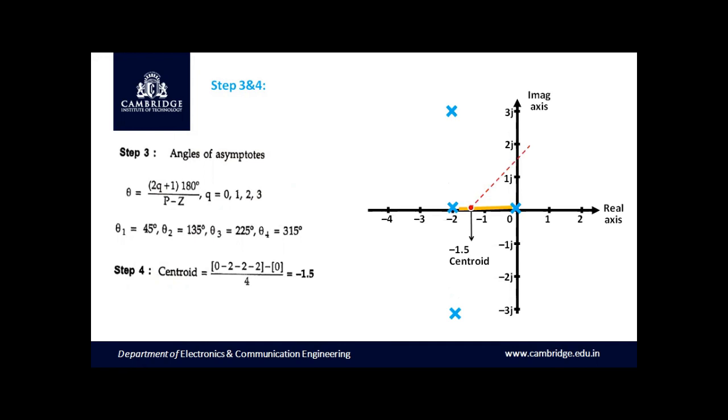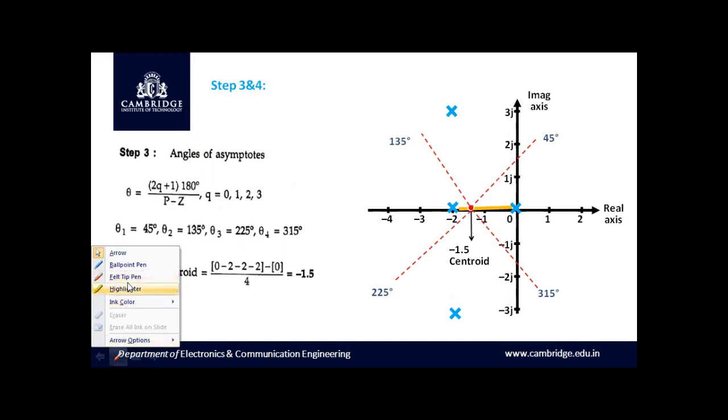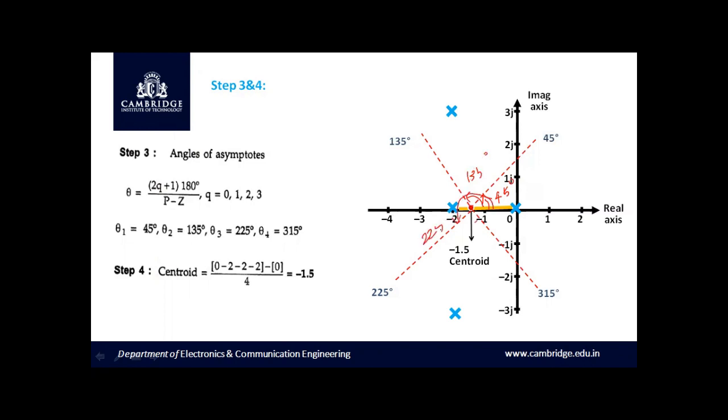Therefore, we have the final asymptotes: theta 1 at 45 degree, then theta 4 at 315 degree, then theta 2 at 135 degree, and we have an asymptote exactly at 225 degree. And the angle of the first asymptote from the real axis is 45 degree, the second asymptote is 135 degree, the third asymptote is 225 degree, and the fourth asymptote is 315 degree. Making use of step number 3 and 4, we have plotted the angle of asymptotes as well as the centroid. Moving on to the next step.